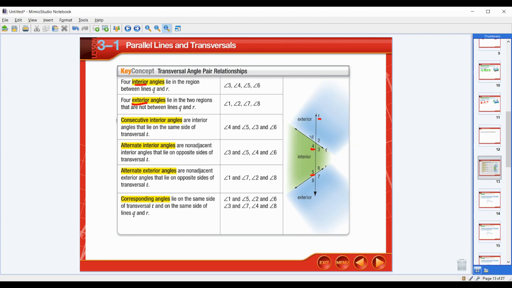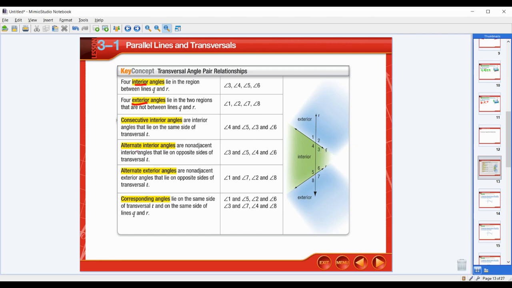So we have line Q, we have line R, we have this transversal here that goes through both of them. So when you think of a transversal, just think of it as a line that goes through two lines. So consecutive angles 4 and 5, we would have another example of consecutive angles here, which would be 3 and 6. So consecutive angles are interior angles that lie on the same side of the transversal. So both inside, both on the same side of the transversal.